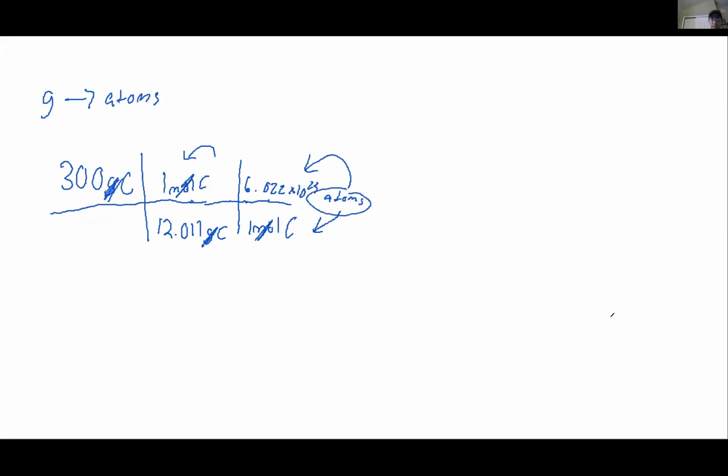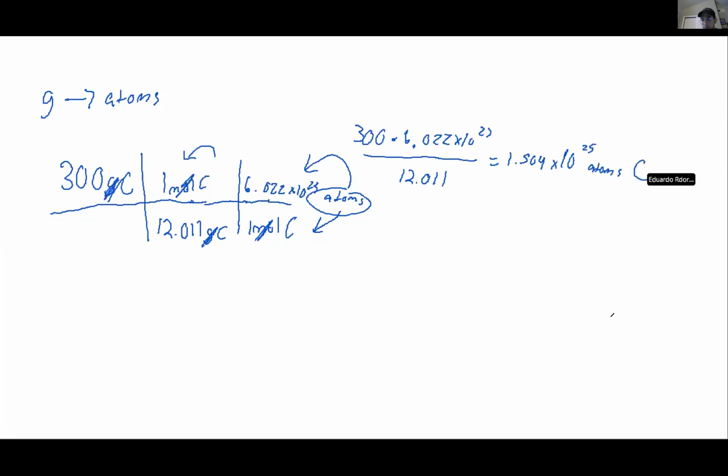So can someone do the math? 300 times 6.022... 1.504 E to the 25th. Can you say it again? 1.504 E25. Times 10 to the 25? Yeah. Can anyone confirm this? Or you got a similar number? That is correct. Okay. So yeah, the answer is 1.504 times 10 to the 25th atoms of carbon.